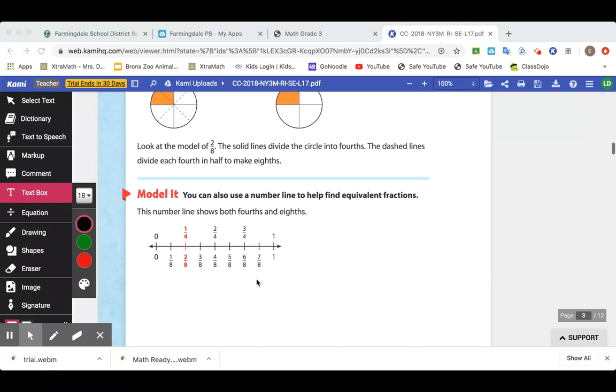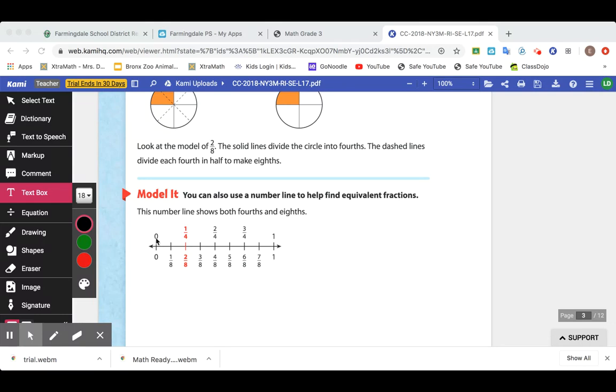Okay, now they're also showing it on a number line. So it says you can also use a number line to help you find equivalent fractions. This number line shows both fourths and eighths. So on the bottom of the number line, we have 8 equal pieces. See how it's 1/8, 2/8, 3/8, 4/8, 5/8, 6/8, 7/8, and 8/8. It can get a little confusing when you have two different fractions that you're plotting on the number line, with different denominators.